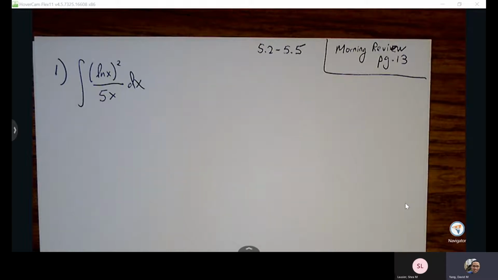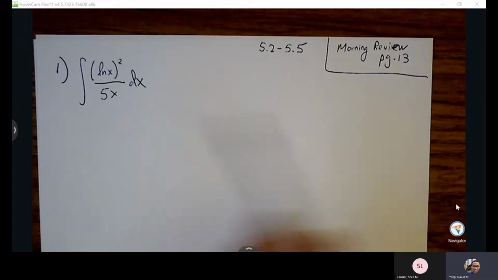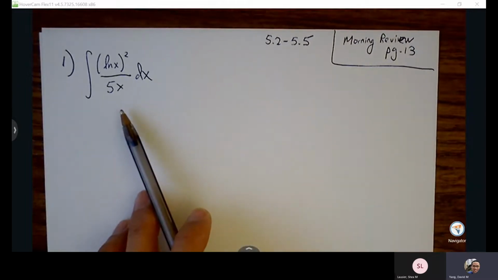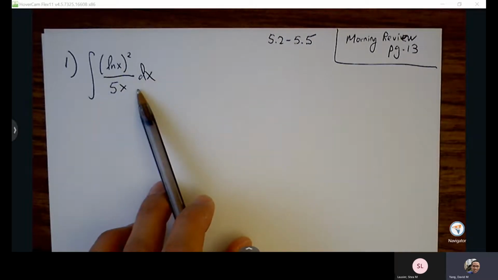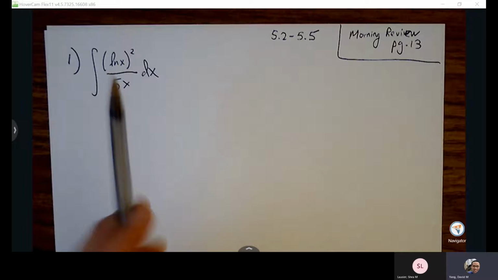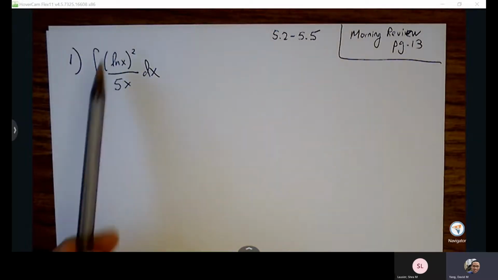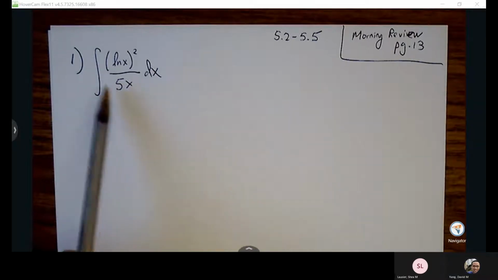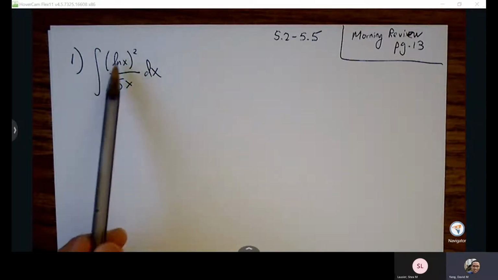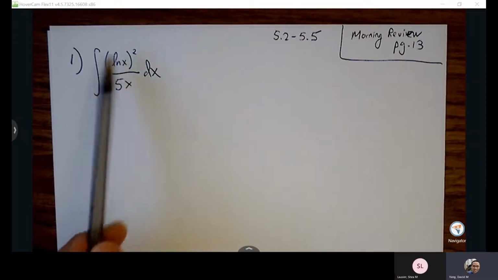Starting on page 13 in your packet. We'll begin with number 1. Natural log of x squared over 5x dx. Again, anytime that you see expressions combined through multiplication and division, we really have to treat this like one large rule. We can't pick and choose different rules to apply when multiplication and division is involved.